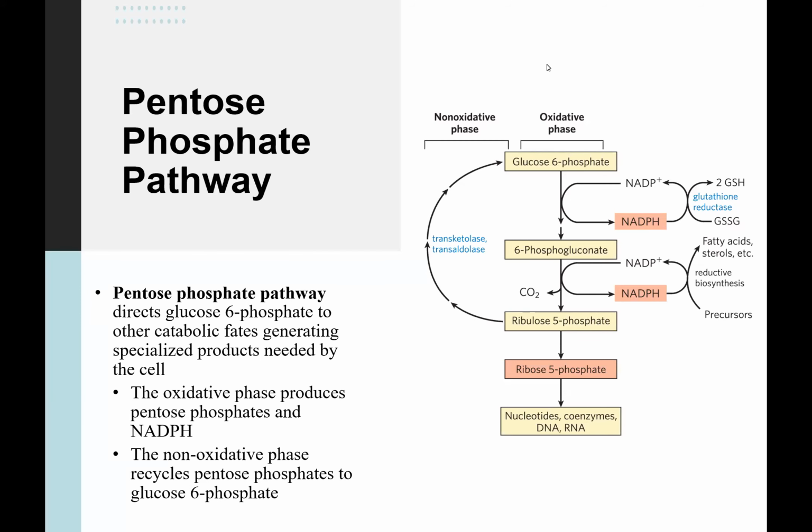The pentose phosphate pathway has an oxidative phase and a non-oxidative phase. So we went through the oxidative phase, and that's where we make NADPH and release some carbon dioxide. And we also generate ribulose 5-phosphate. So that's this circular pathway up top here.